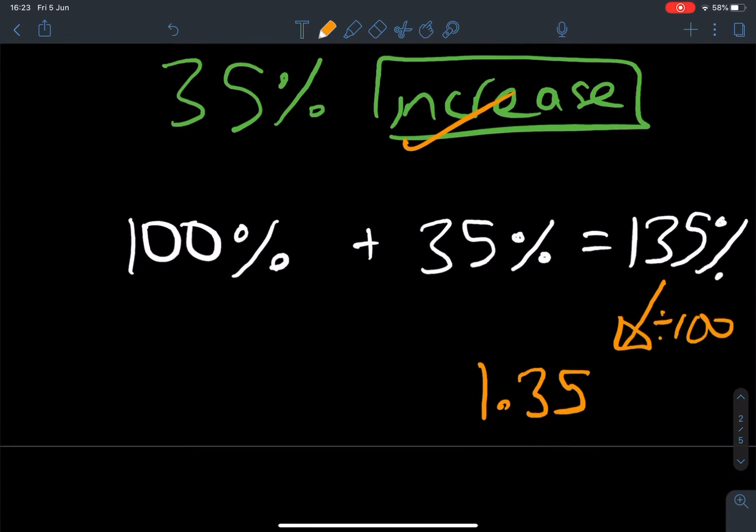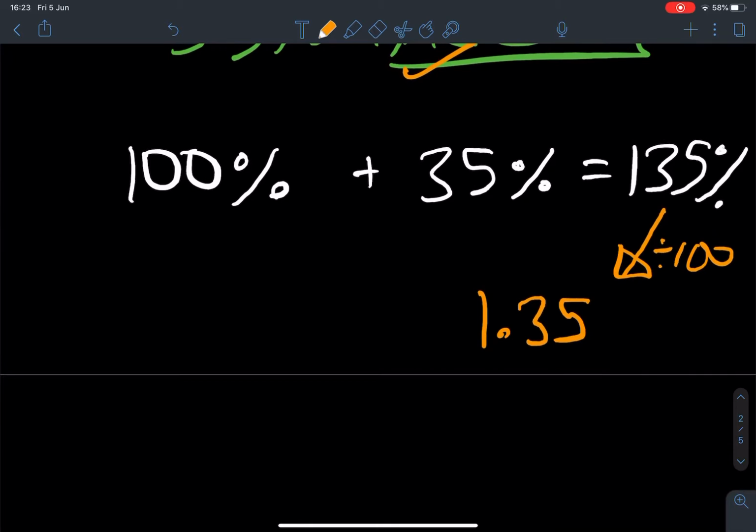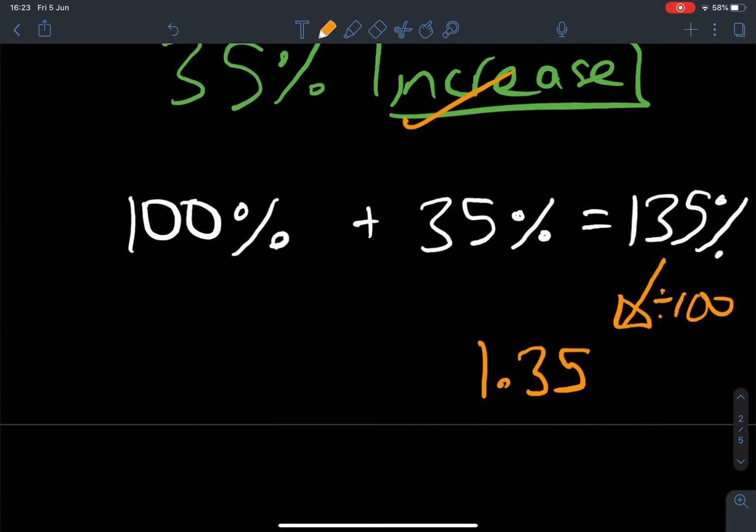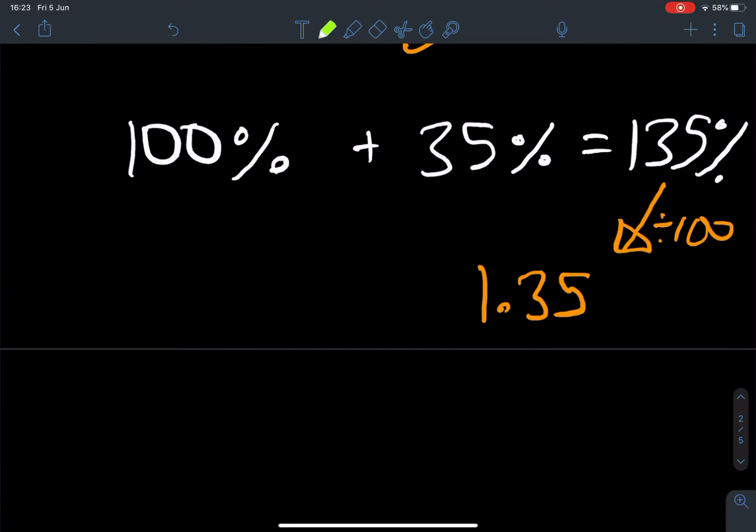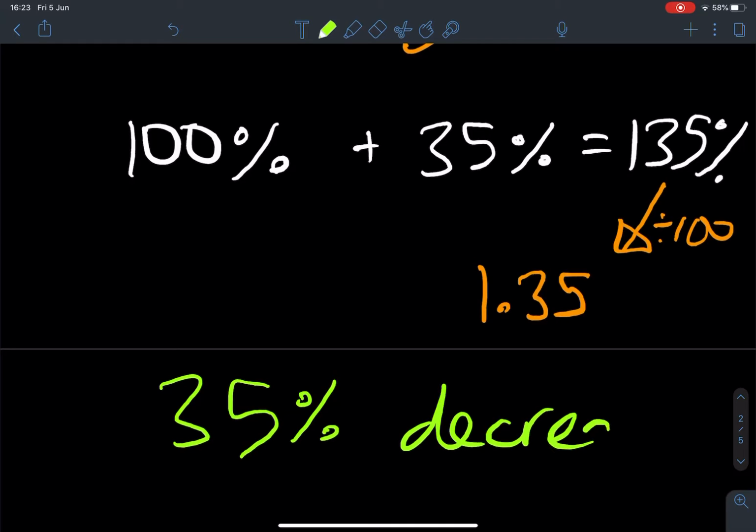So what do you think we'd do if we were working out a percentage decrease? What about a 35% decrease?